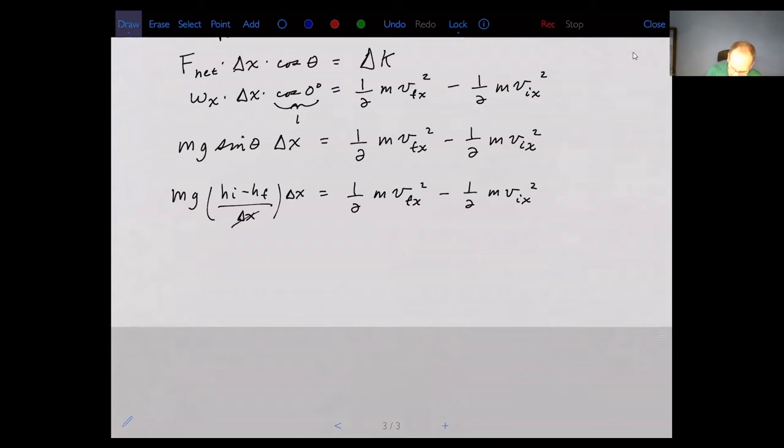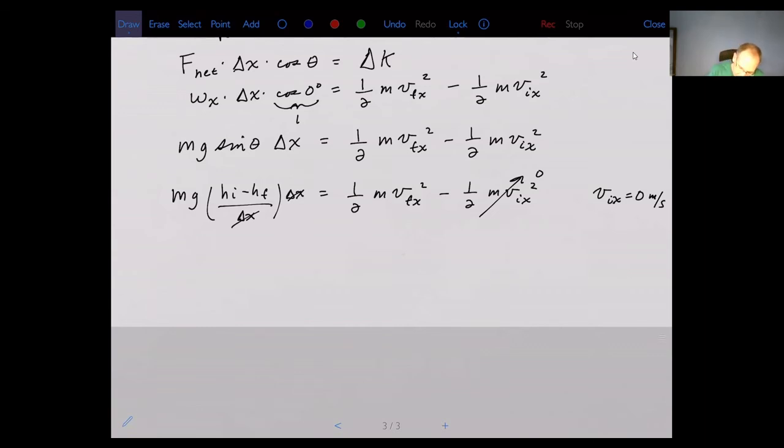Turns out the delta x's cancel, right? Another simplification is we know that the cart is starting at rest, for our experiment. So I know that v initial in the x is 0 meters per second. So this term is gone. So that simplifies things. And ultimately what I want to do is solve for the final velocity.